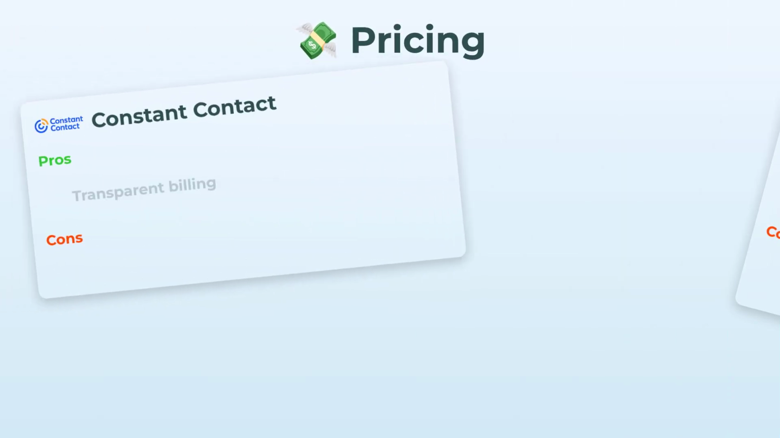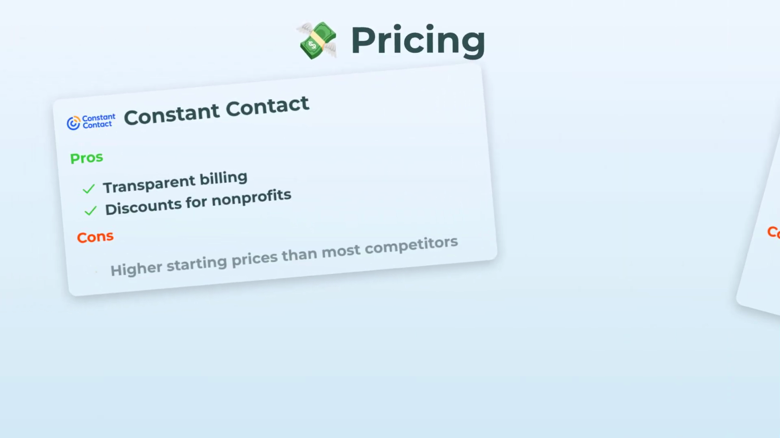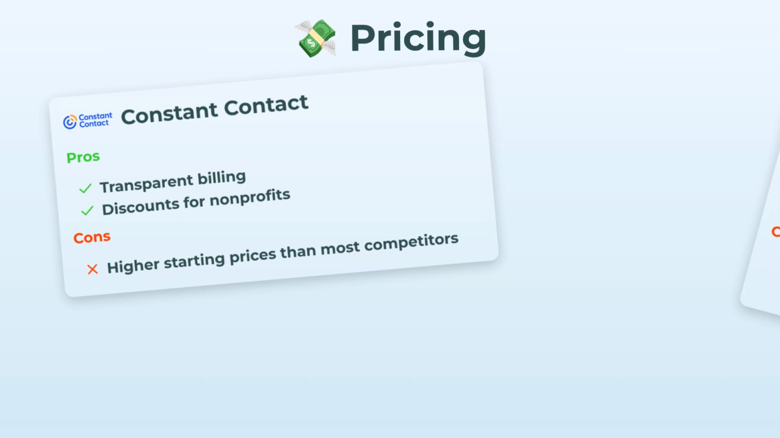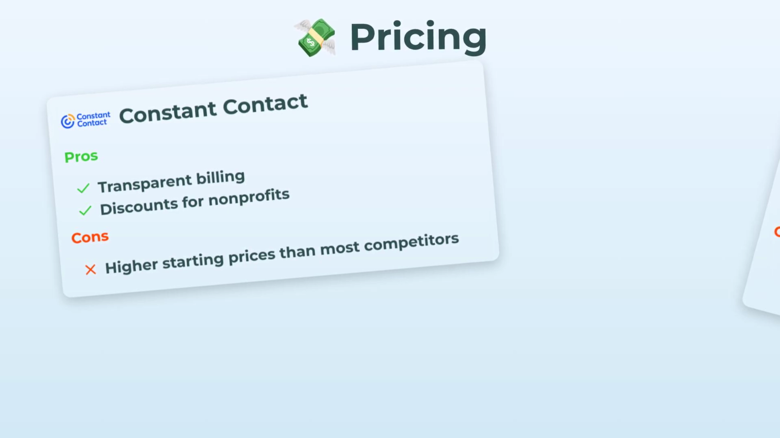Jumping right in, pricing. First up is Constant Contact. They keep billing pretty transparent, which, let's be honest, is such a relief these days. And they actually offer nice discounts for nonprofits. The catch? Their starting prices are sort of higher than you'd expect compared to the rest of the market. Not outrageous, just a bit steep if you're new.